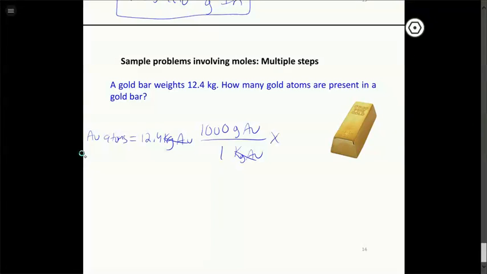And now we can convert into moles. Again, we're looking for the number of gold atoms, so we have to get into moles first. We don't have a direct conversion from grams into number of atoms. So it's going to be 1 mole of gold per, again, the atomic mass of gold, 196.97 grams. So grams of gold cancel out. We've converted grams into moles.